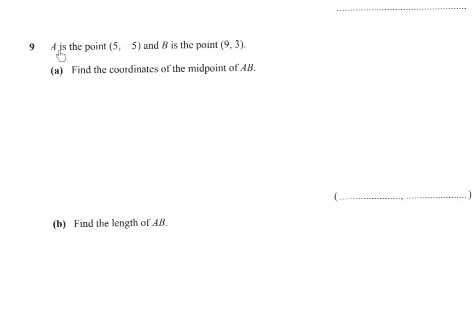Number 9, A is the point 5, negative 5, B is the point 9, 3. Find the coordinates of the midpoint. We have a rule for the midpoint, x plus x over 2, so 5 plus 9 over 2, and y plus y over 2, so negative 5 plus 3 over 2. So 14 over 2, which is 7, and negative 5 plus 3, which is negative 2, divided by 2, negative 1.